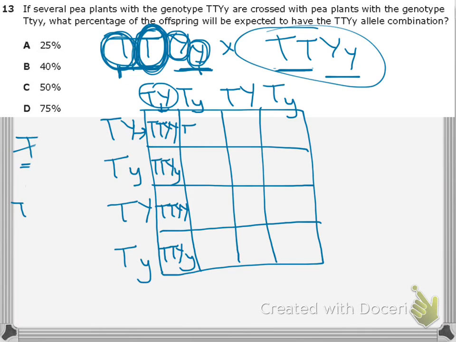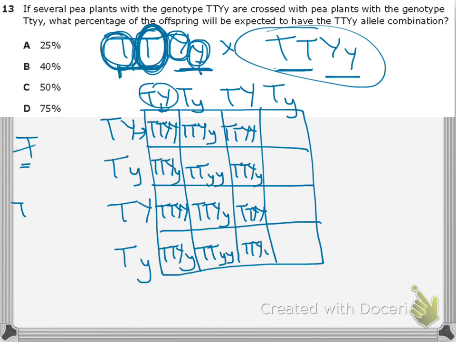So let me go ahead and fill in the rest of these as I'm going down, and look as I do it so you can see how it's working. Remember, I'm just bringing down my T's and my Y's from each spot. Big T, big T, big Y, big Y. Big T, big Y, little y. Big T, big Y, big Y. And big T, big Y, little y. And then finish off this last column here.